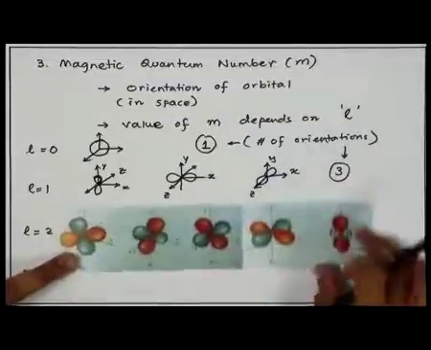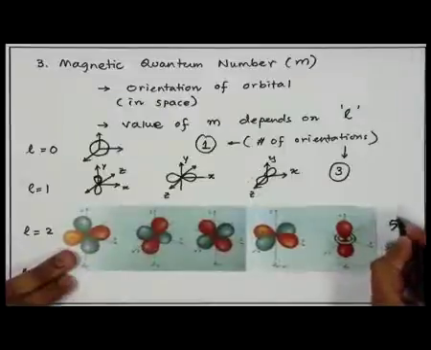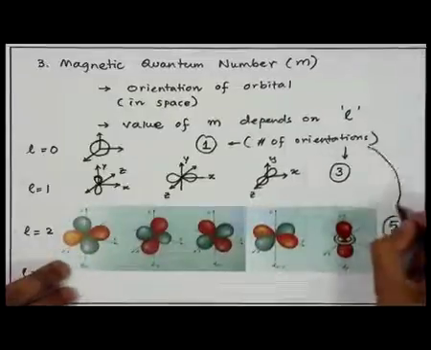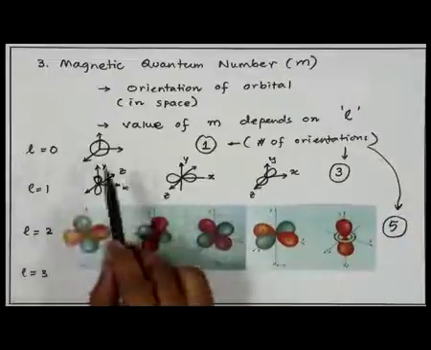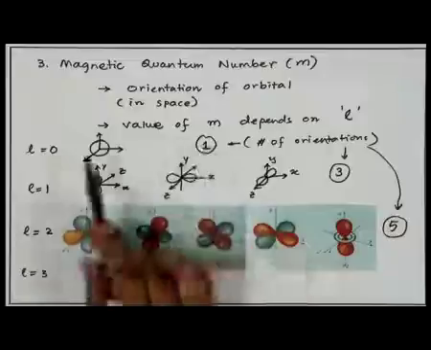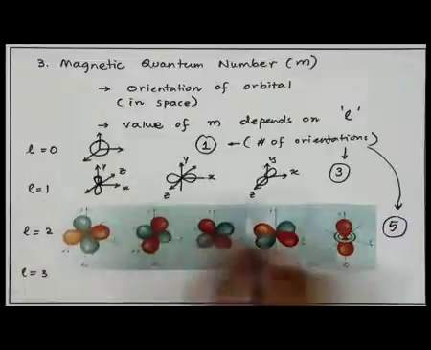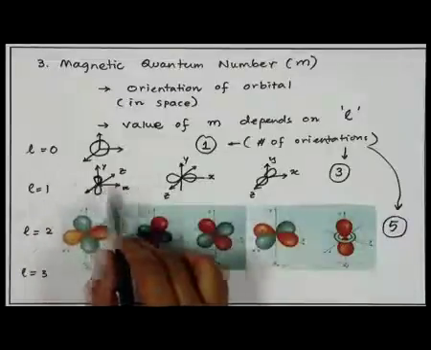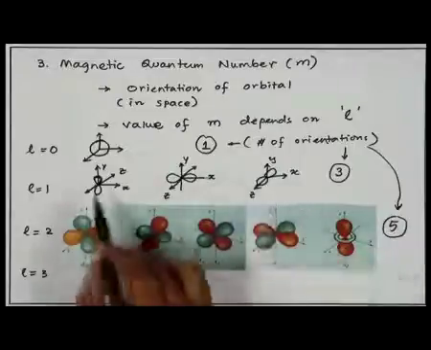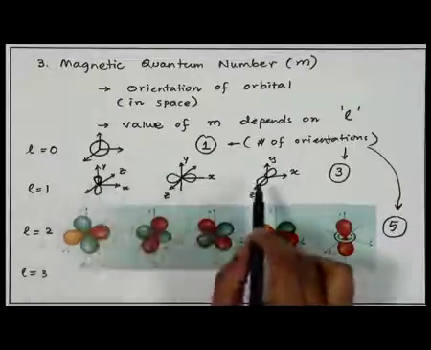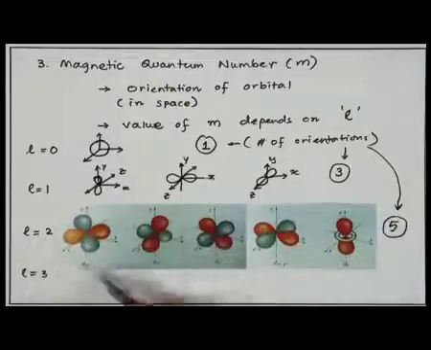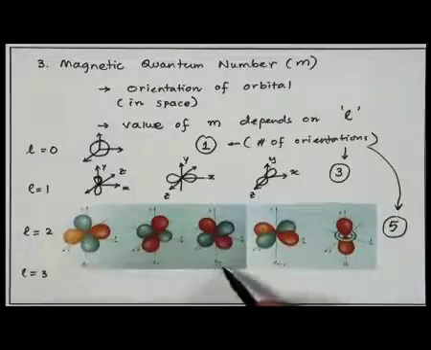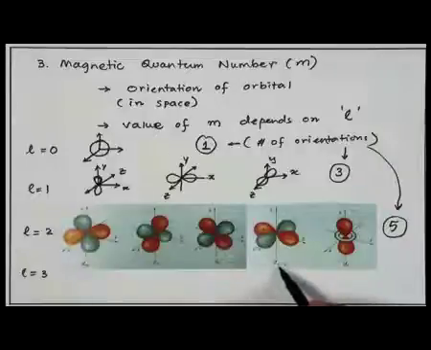So, for d orbitals the number of orientations that are possible is 5. What we see here is that the s orbitals can be oriented only in one way because they have spherical symmetry. The p orbitals can be oriented either along the x axis, y axis or z axis; we call them px, py, pz. The d orbitals can be arranged in 5 different ways called dxy, dxz, dyz, and this is called dx square minus y square.